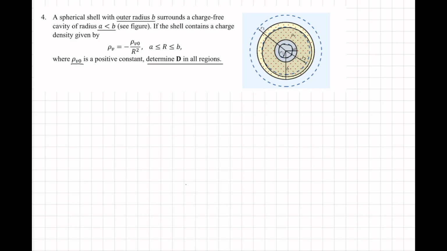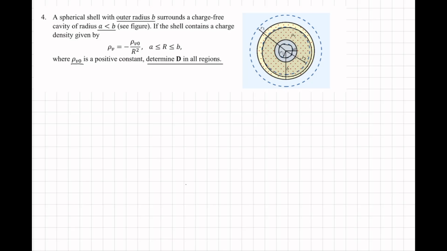It says it's a spherical shell with outer radius b. It surrounds a charge-free cavity of radius a, which is less than b. So it shows the figure there. And the shell contains charge density given by rho v equals negative rho v naught over r squared for a less than or equal to r less than or equal to b. So r is between a and b, inclusive, and rho v naught is a positive constant. And then we have: determine the electric flux density D in all of the regions.